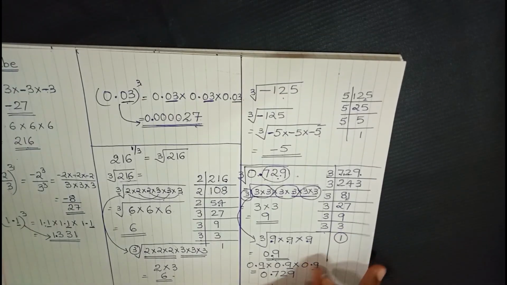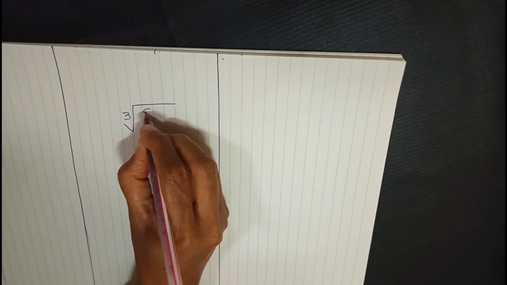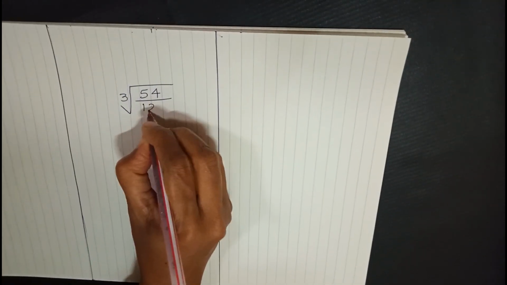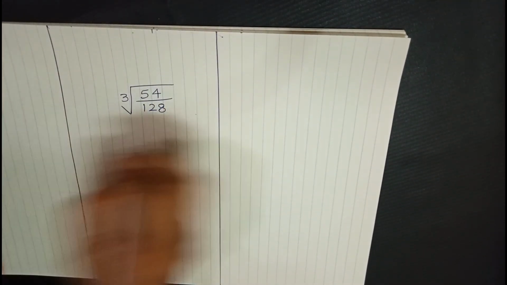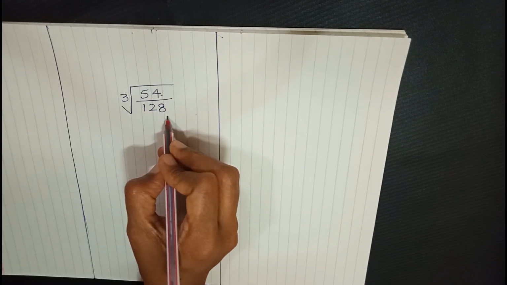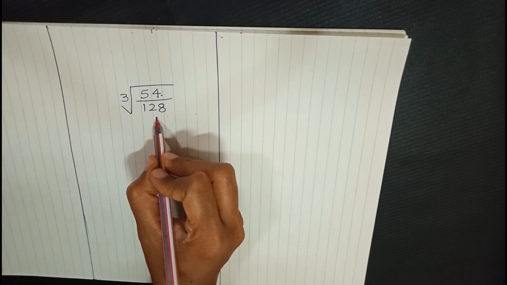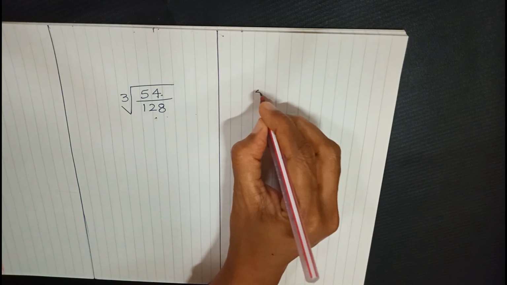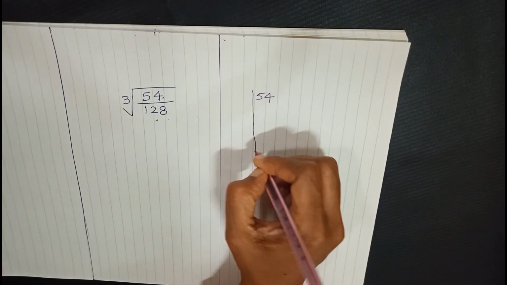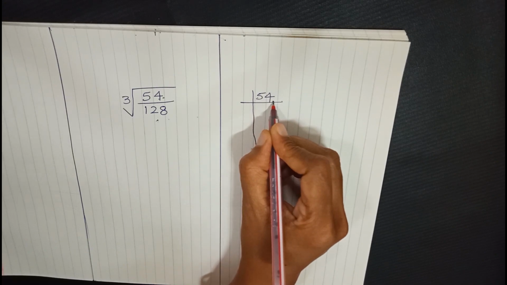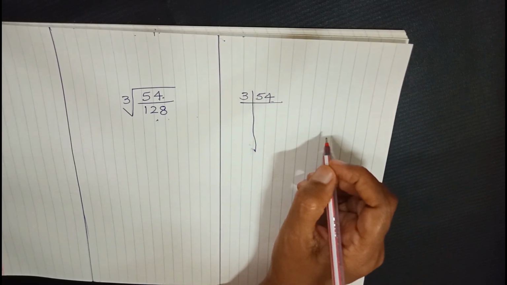Let's take one more example so that the thing becomes clearer. Let us say cube root of 54 divided by 128. Now we have already learned this. If there is a numerator and the denominator, we will split the numerator also. We will split the denominator also. So let's find out the factors of 54 first. 5 plus 4 is 9. So definitely it will get divisible by 3.